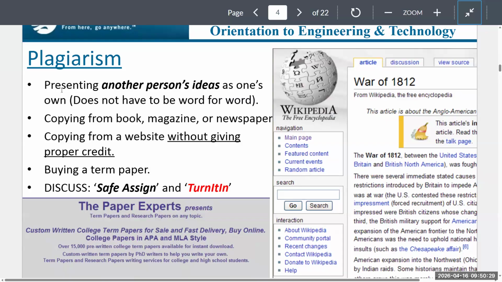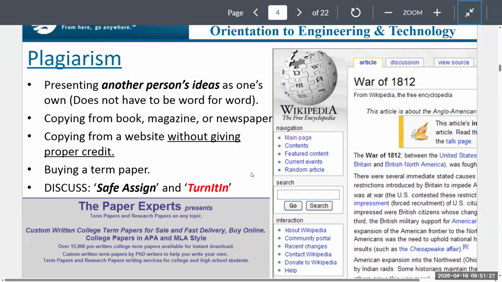Plagiarism. Plagiarism is presenting another person's ideas as one's own. It does not have to be word for word. In other words, you're using somebody else's words instead of yours. When you write a paper, you have to be very, very careful to put things into your own words. If you do happen to use another person's words, you have to know how to properly document that and give them credit for it in your paper. Okay. So presenting another person's ideas as one's own does not have to be word for word. Okay. Copying from a book or a magazine or a newspaper, copying from a website without giving proper credit, or buying a term paper.